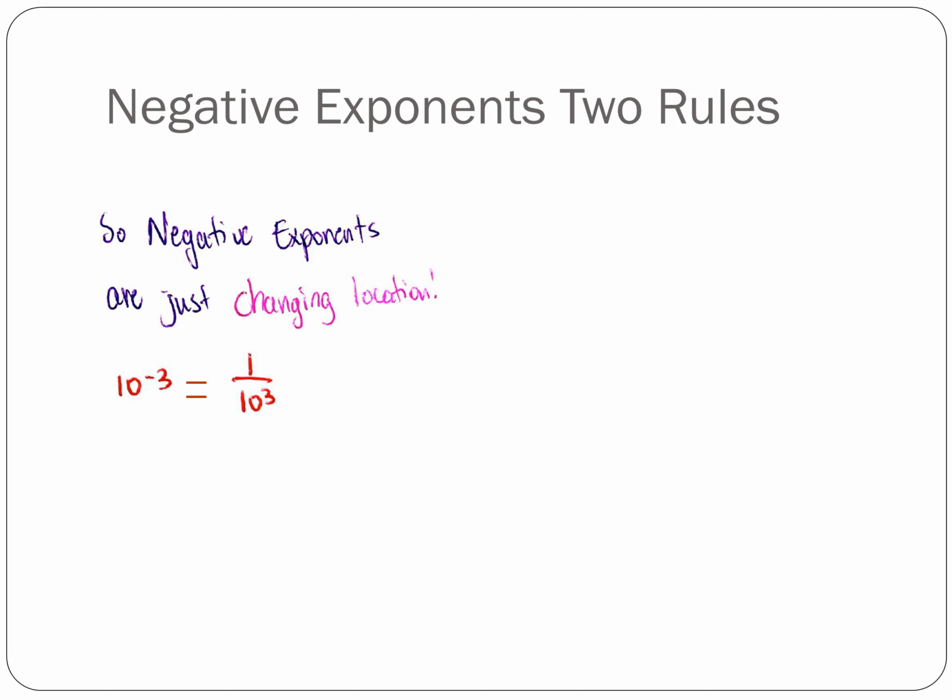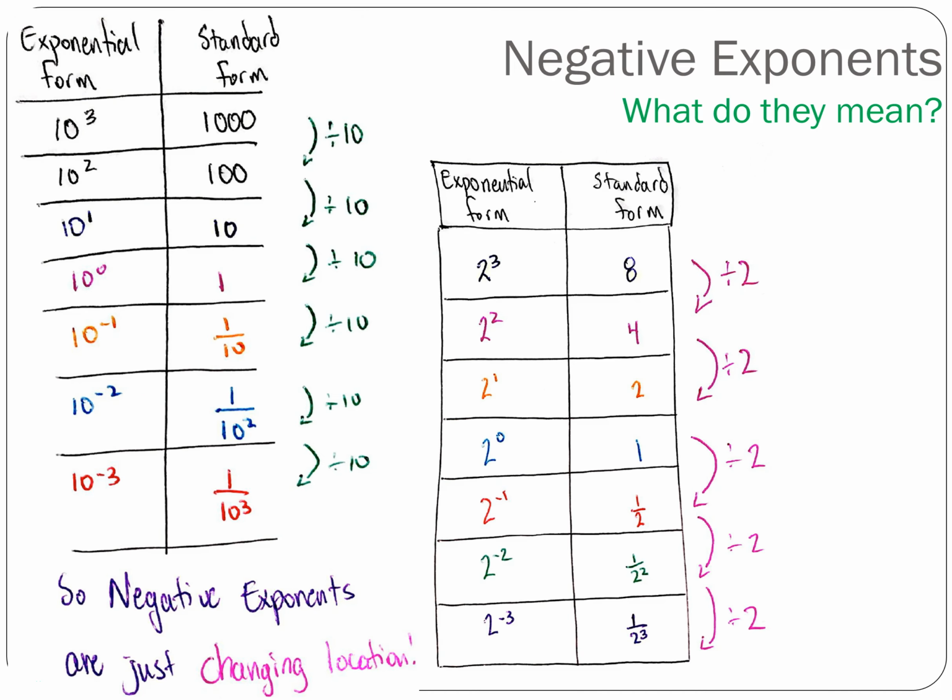1 over 10 to the third power. Sorry, 1 over 10 to the third power. All right, and then any number raised to the 0 power equals 1. And see, I'm going to rewind a little bit here, and you're going to see back here, I remember I told you 10 to the 0 is equal to 1, 2 to the 0 is equal to 1.